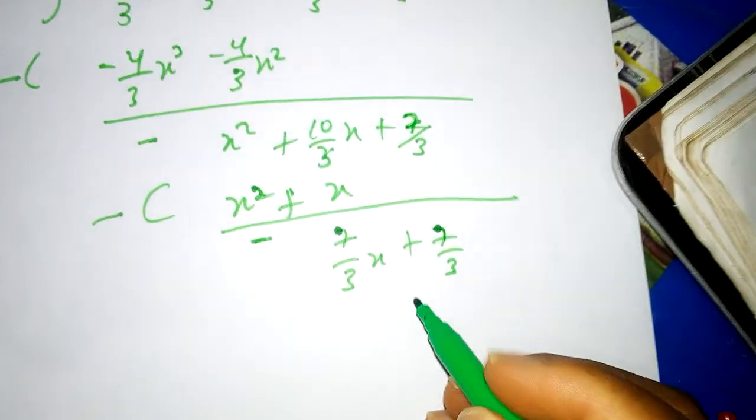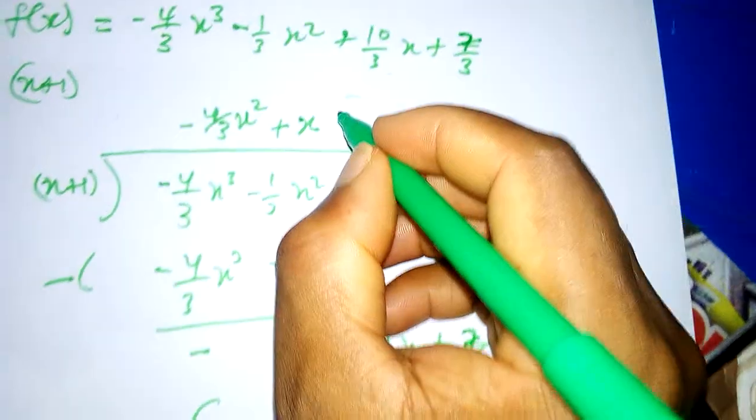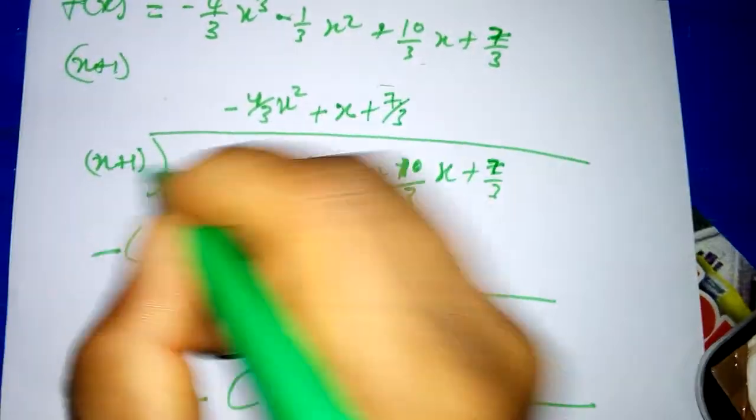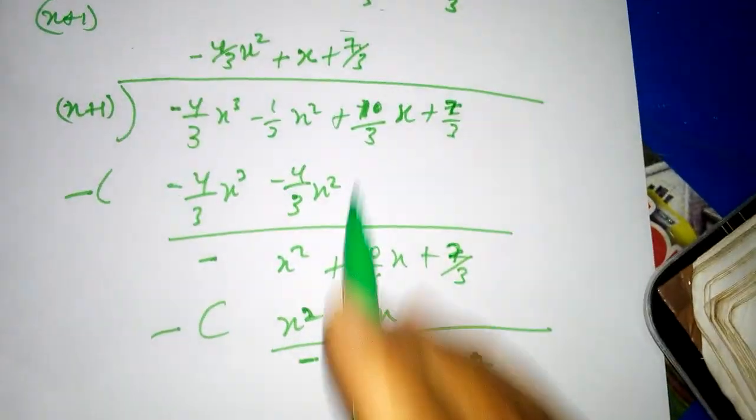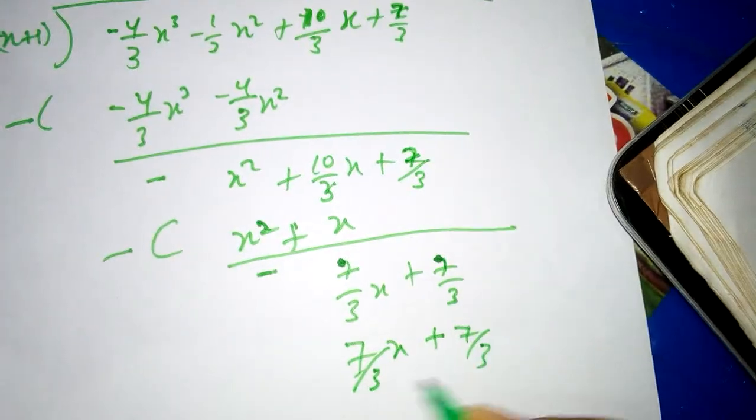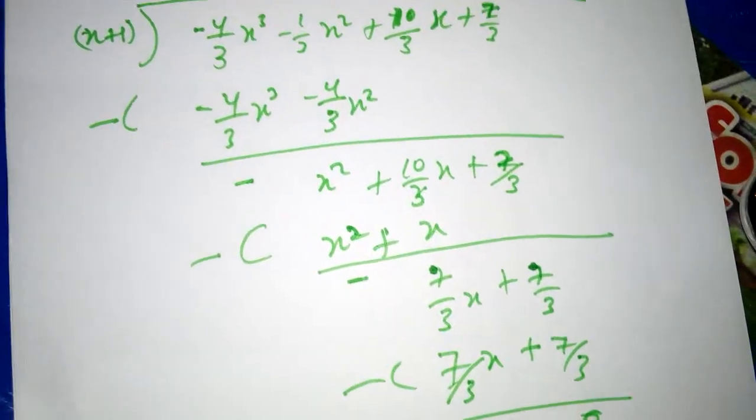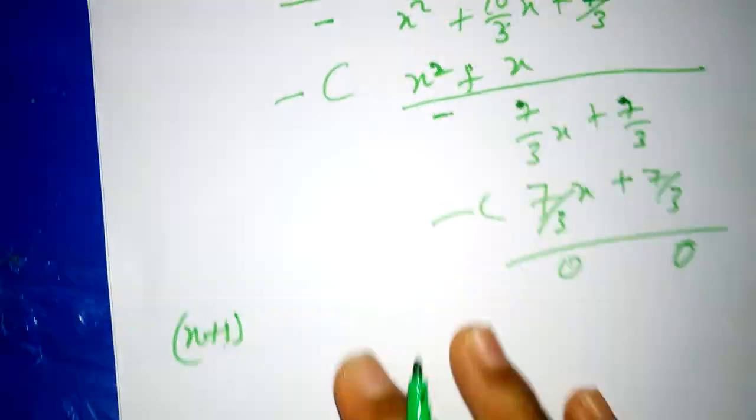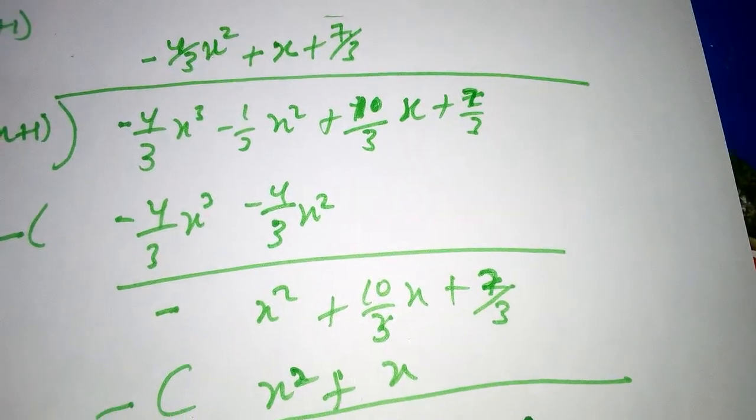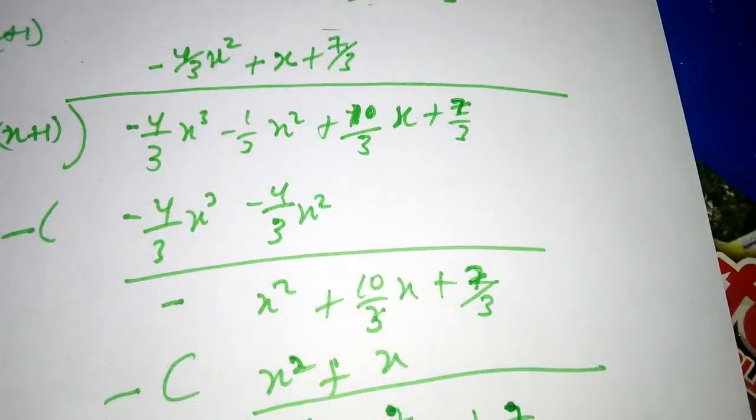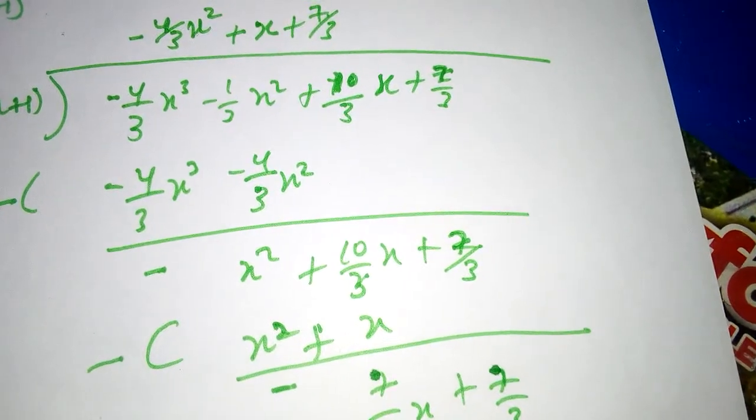Alright, so let's continue with our division. The last part. What do we need now? We need 7 over 3 plus 7 over 3 times this. I'll get 7 over 3 x plus 7 over 3 nicely. I'll get 0, 0. Therefore, our factors are x plus 1, the factor we used to divide, and then the top one, which is minus 4 on 3 x squared plus x plus 7 on 3.